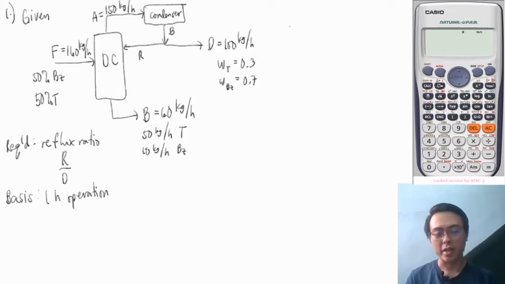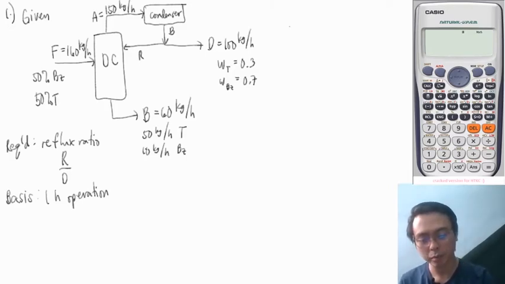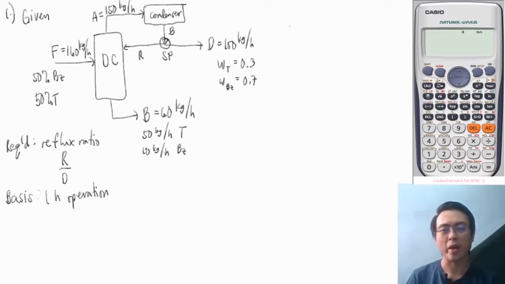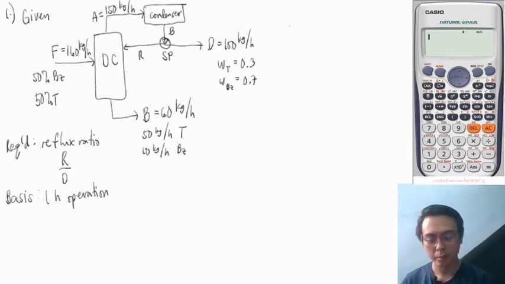So we will not get anything from the overall material balance. So in this case, I would like to set my balance to the splitting point. So where's the splitting point? If you take a look at here, this is our splitting point. So why did I set my boundary to the splitting point? That's because I'm looking for the value of R. I have the value of D, and I will have the value of B because B is just the same as A. It's just different phases. So set the boundary at the splitting point.